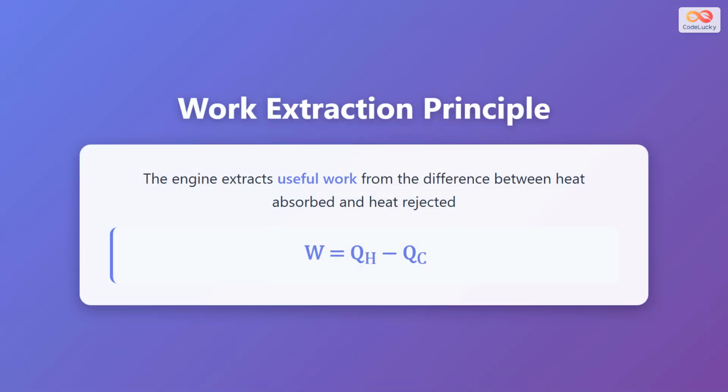The heart of heat engine operation lies in a simple equation. The useful work W produced by the engine equals the difference between the heat absorbed Q sub H and the heat rejected Q sub C. In other words, work equals Q sub H minus Q sub C. Not all the absorbed heat becomes work. Some must be rejected to the cold reservoir. This is a fundamental limitation imposed by the laws of thermodynamics.